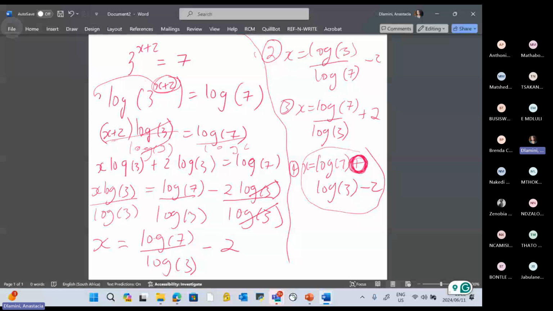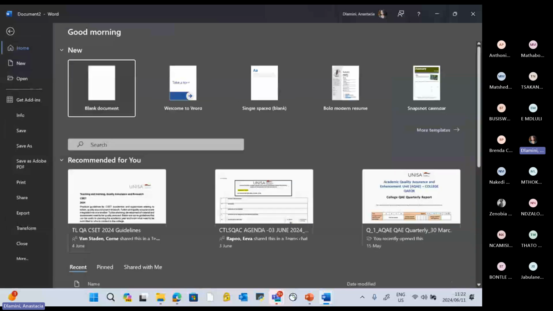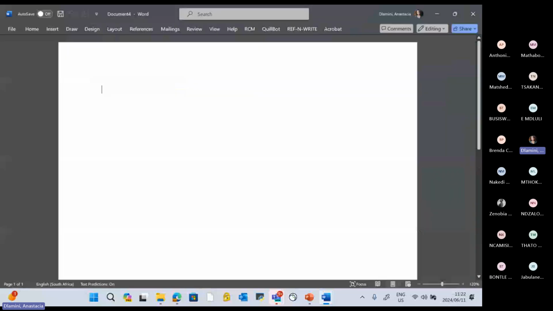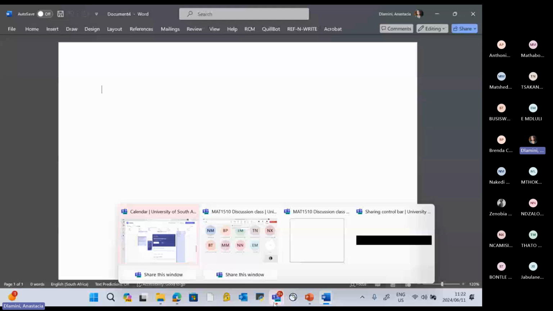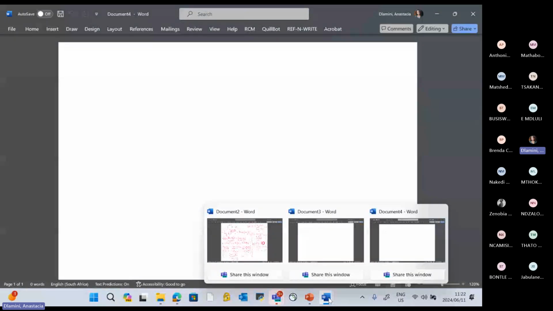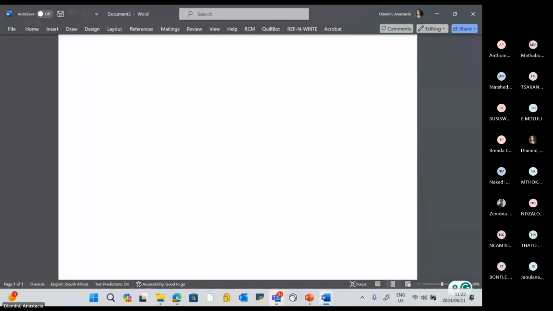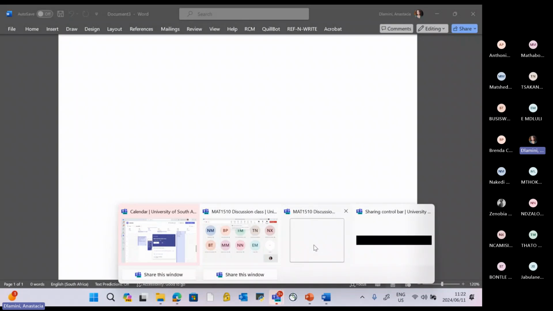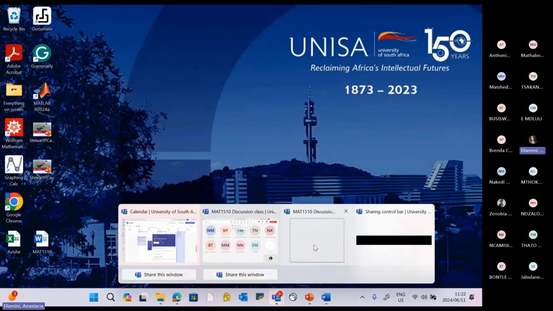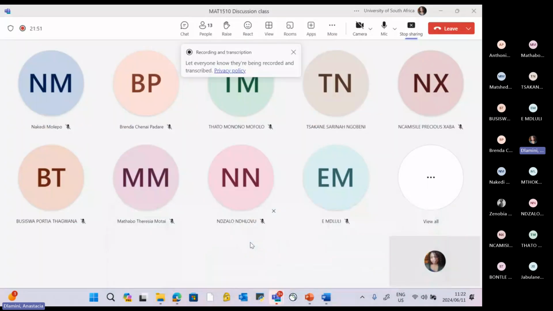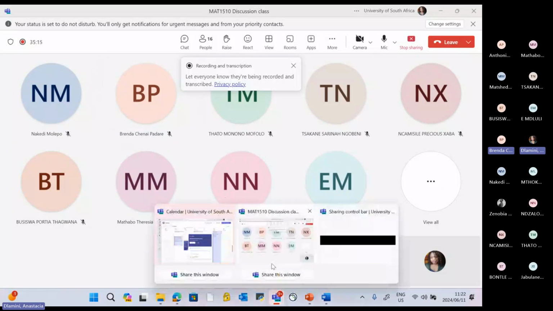Now I'm giving you 2 seconds. I want you to discuss something because I want to check a question related to the question I want you guys to ask me. So discuss that question. I know you might not know it, but look at what we did. We had 3 to the power of x plus 2 is equals to 7. Go back to exponential functions in grade 10. Were you doing that, where you introduce the log?